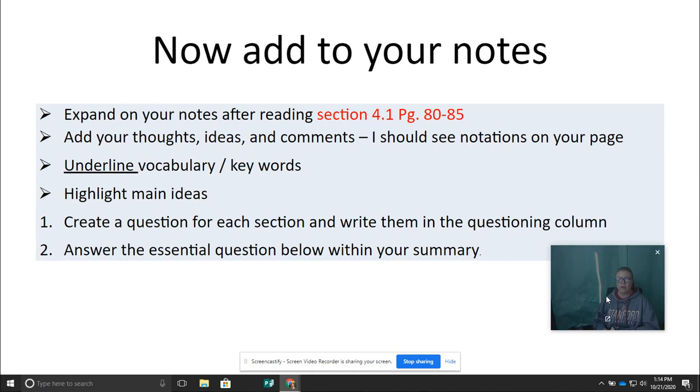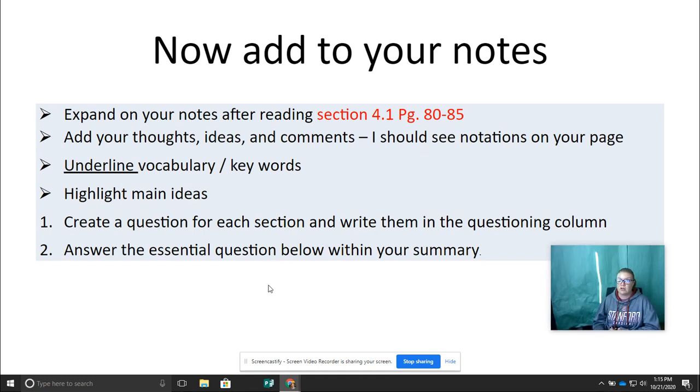4.1 is fairly short. It's pages 80 to 85 in your textbook, so you can expand on your notes after you read that section. This is the one part that people are forgetting to do. Please go back, read section 4.1 and add to your notes. I cannot put the entire textbook on one Google slide doc, so there are some things in there that you should be taking notes on. You could add your own thoughts and ideas, even comments, so you could add notations to your page. You're going to underline vocabulary words and keywords, as well as highlight main ideas.